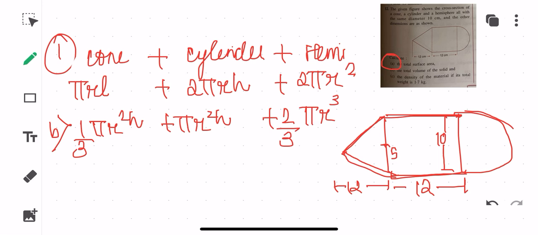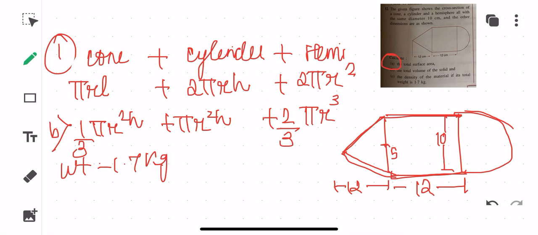Now what you have to find out? You have to find out the density of the material, if its total weight is 1.7 kg. Okay, so weight has been given as 1.7 kg.